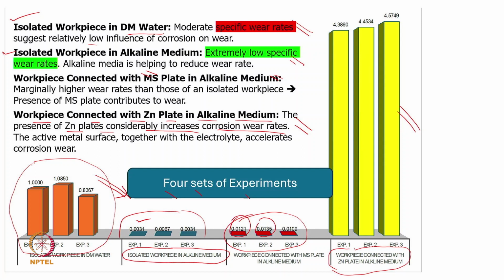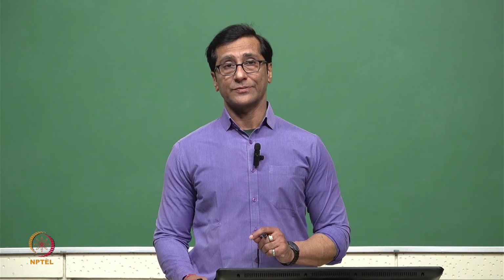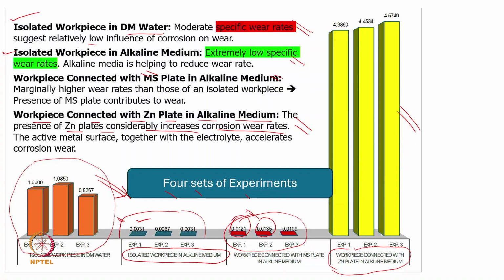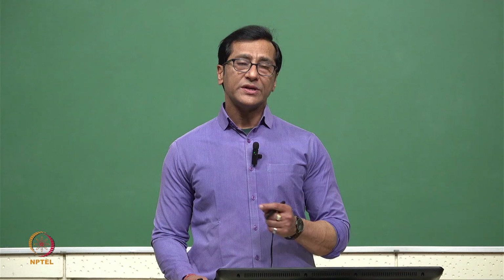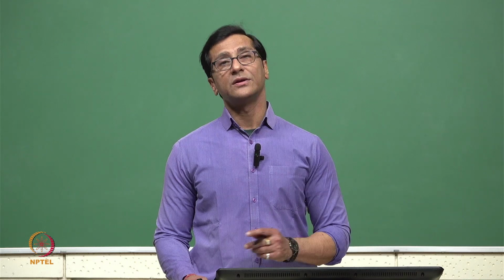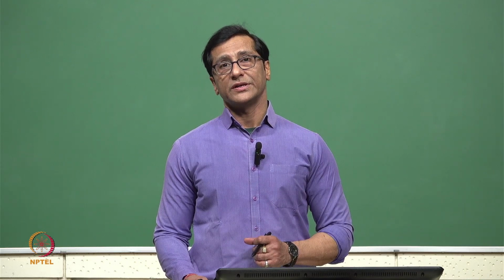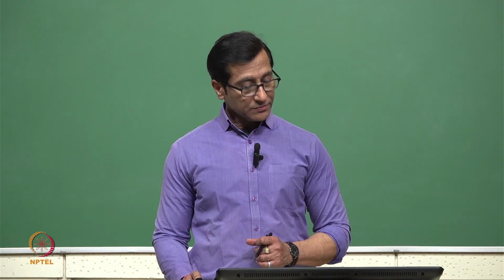But when we are using some sort of alkaline media, and we are able to get a protective layer on the surface, wear rate drops significantly. With a little active material, MS material is active material, in the presence of that, because of the neighborhood, wear rate increases to some extent. But in the presence of zinc, wear rate increases significantly.